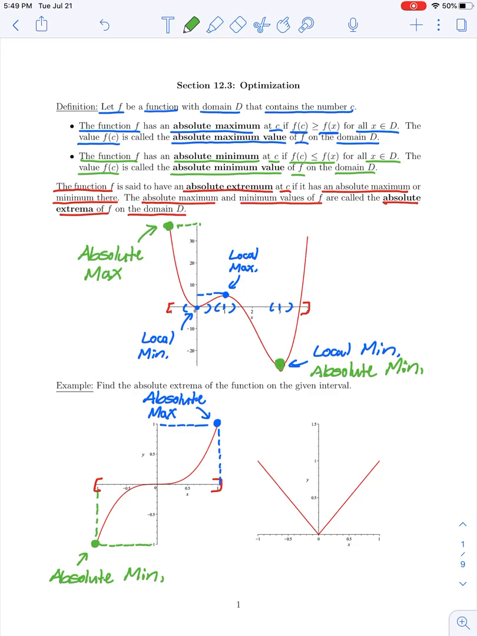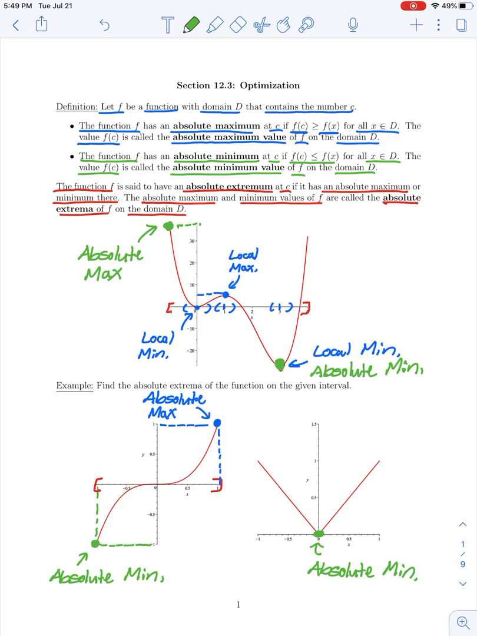So in our right-hand figure, we can see that the smallest value of our function over this interval from -1 to 1 appears to be at x equals 0. So here we have an absolute minimum occurring at x equals 0, and it looks like the absolute minimum value is also 0.